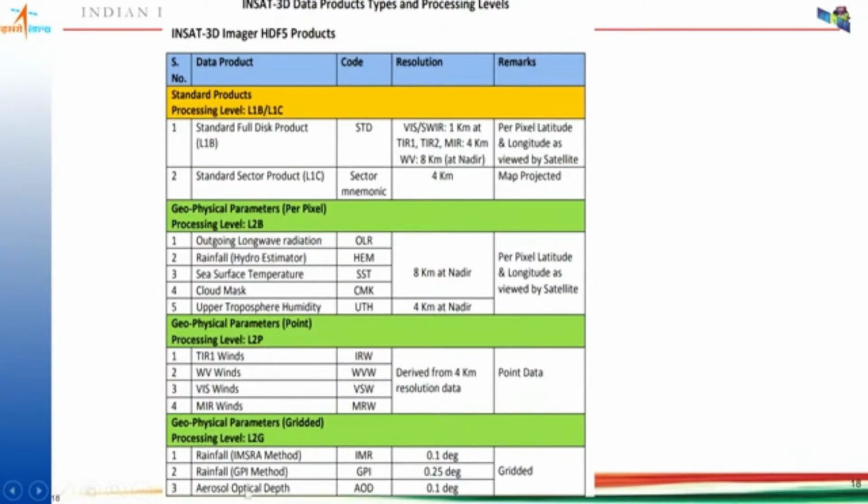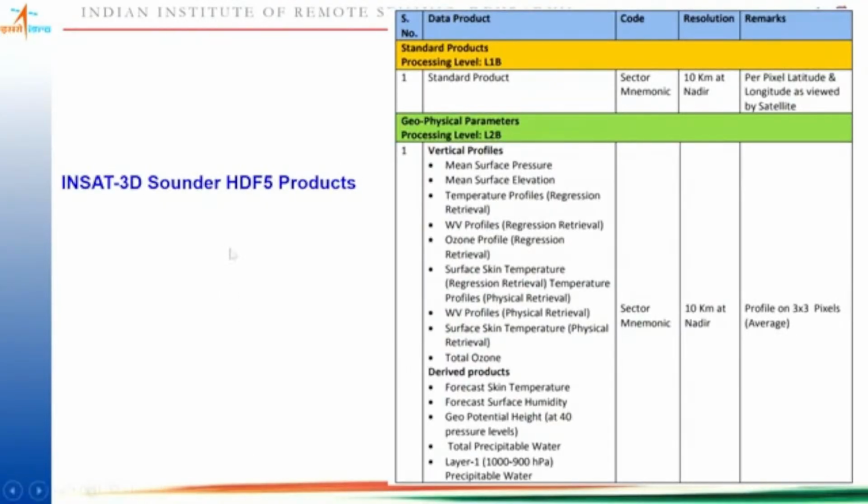aerosol optical depth. So this gives the aerosol loading, what is the concentration of aerosol in the atmosphere. Then these are the different products. You can see that now this is the vertical profile, that is profiling sounders. So mean surface pressure, elevation, then temperature profiles, water vapor profiles. So these are the important aspects: temperature and water vapor. Of course, ozone. Then different temperature, what is the skin temperature. Then also we can have a forecasting of it. From this we can have forecasting of all these aspects also.